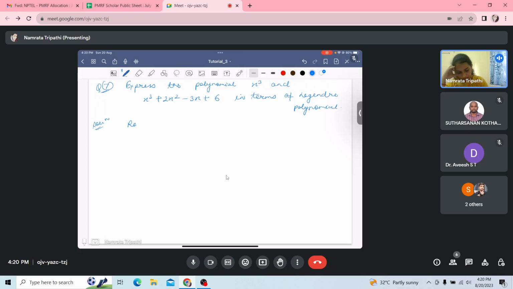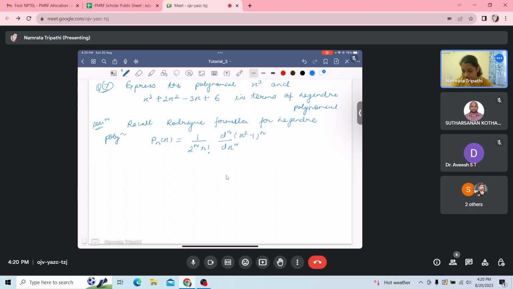Have we learned about Rodrigues formula? Pn x is 1 upon 2 to the power n factorial. So this is Rodrigues formula for Legendre polynomials. Now you can easily calculate by putting n is equal to 0, 1, 2, 3. So when n is equal to 0, you will get P0 x, so this will become 1. After putting n is equal to 1, you will get P1.